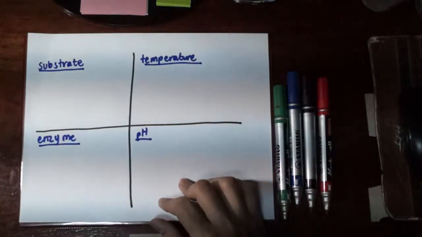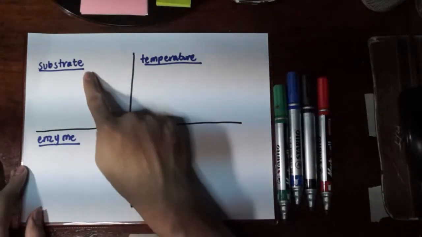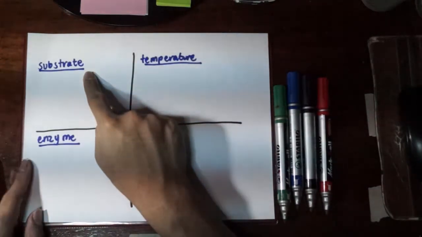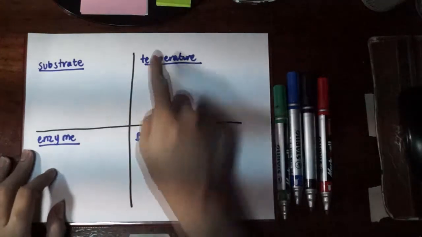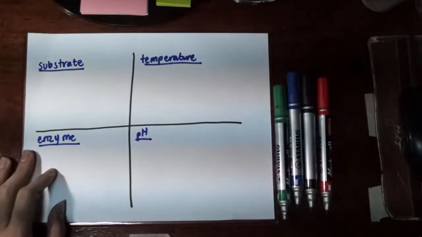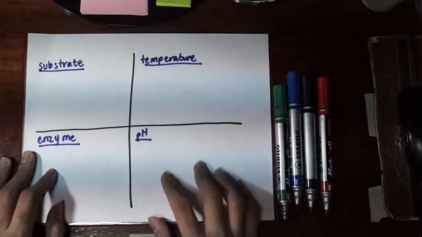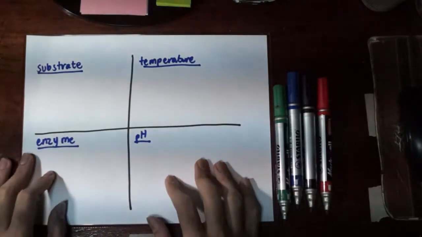We have 4 factors. First would be the substrate, the one which is acted upon by the enzyme, which is the second factor, of course. And then we have 2 additional factors here, which are temperature and pH. Alright, so let's start first with the substrate.